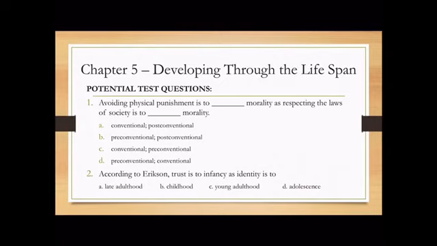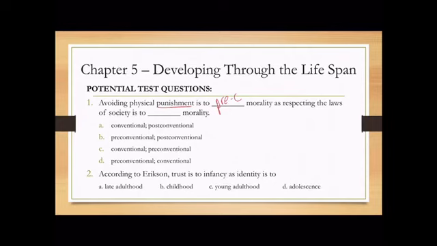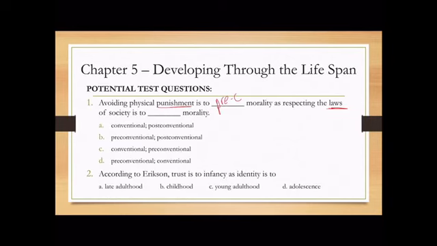Okay, avoiding physical punishment is pre-conventional morality, because remember we were talking about how that's rewards and punishments. And then respecting the laws of society, laws, is conventional morality. According to Erikson, trust is the task of the infant, identity is the task of the adolescent.